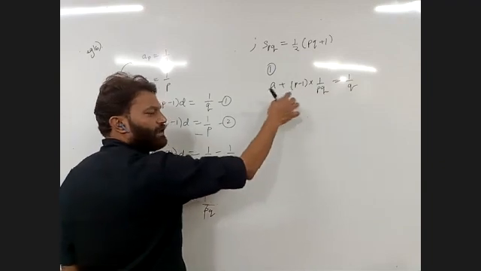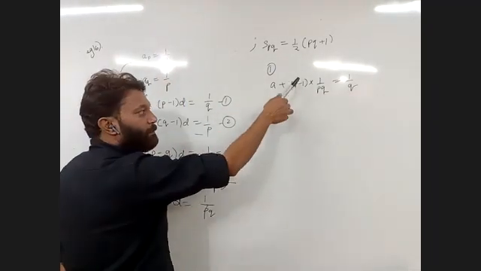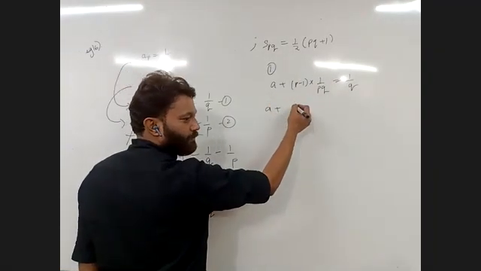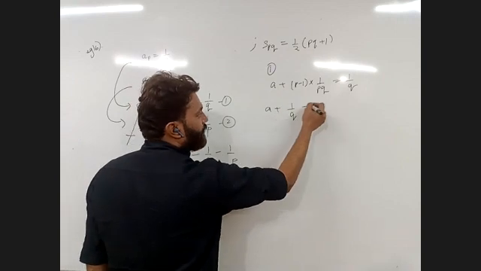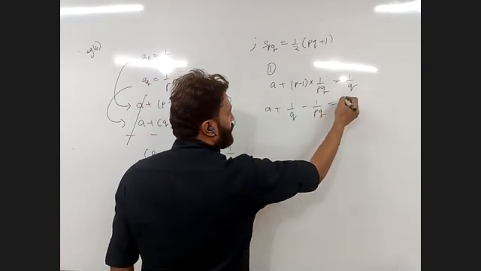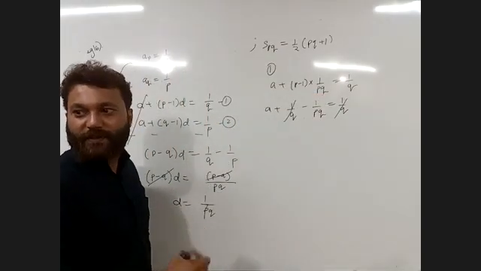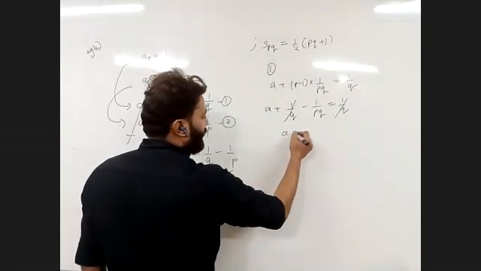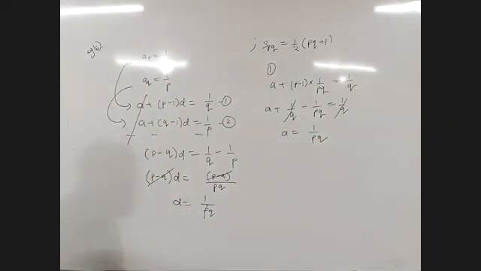Don't go for the complete LCM. Better thing would be to open this bracket. See, P upon PQ, P upon PQ, 1 upon Q, and minus 1 upon PQ. Understood why I was telling you to avoid taking LCM? This way it's easier. So the value of A is 1 upon PQ. We got A, we got D. These are the only two things we need.